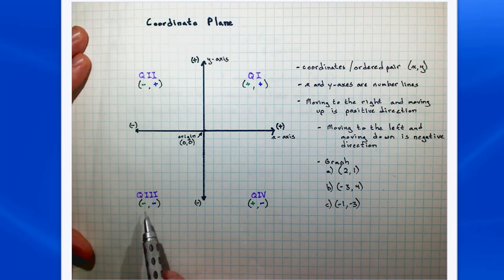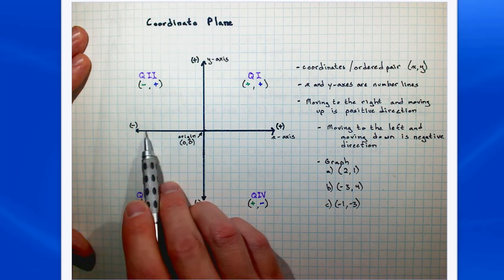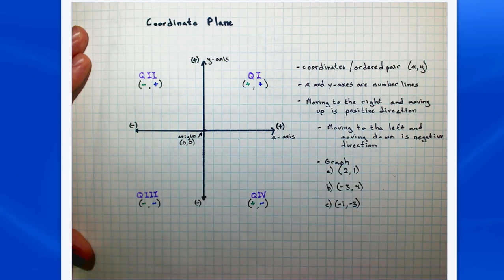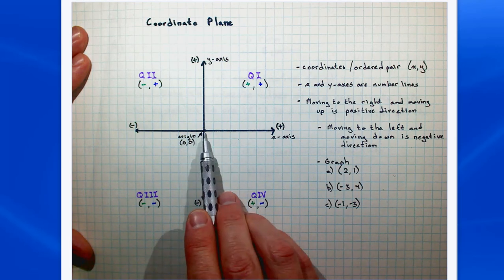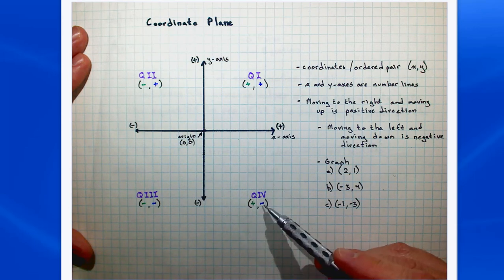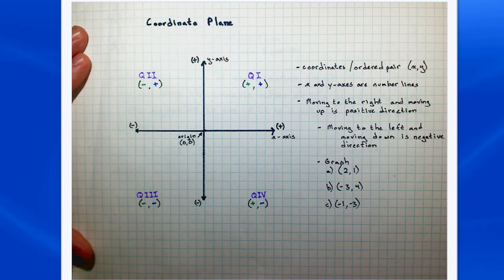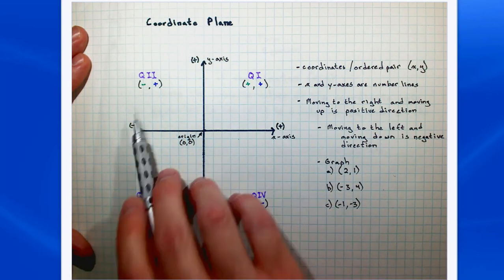In Quadrant 3, the x values and the y values are both negative. Think about that: moving to the left and moving down. In Quadrant 4, x values are positive because I'm moving to the right from 0, and the y value is negative because I am moving down from 0. So those are the characteristics for each quadrant.